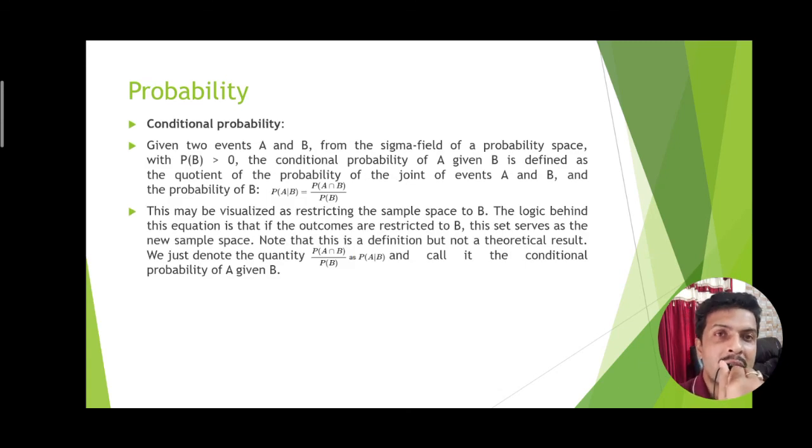The conditional probability is a very important tool to find out the dependency of two events. Suppose there are two events A and B. Then the conditional probability of A with respect to B is the quotient of the probability of the intersection of the two events to the probability of B.